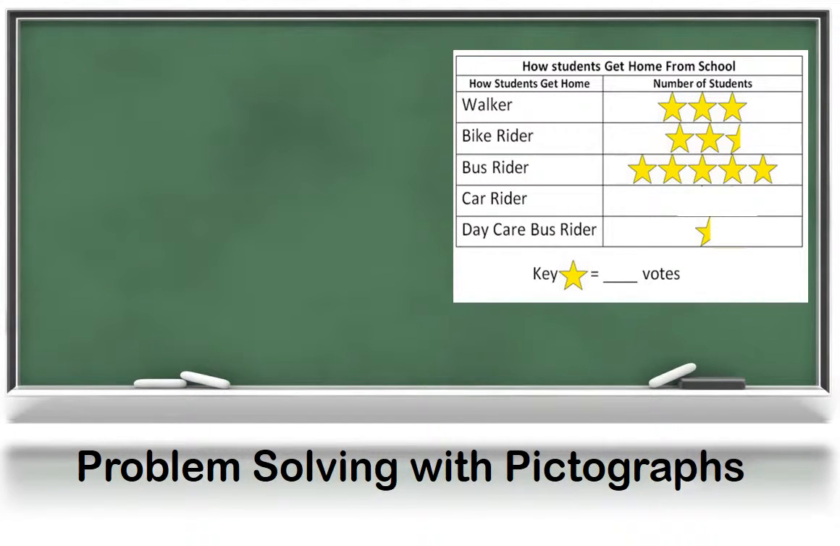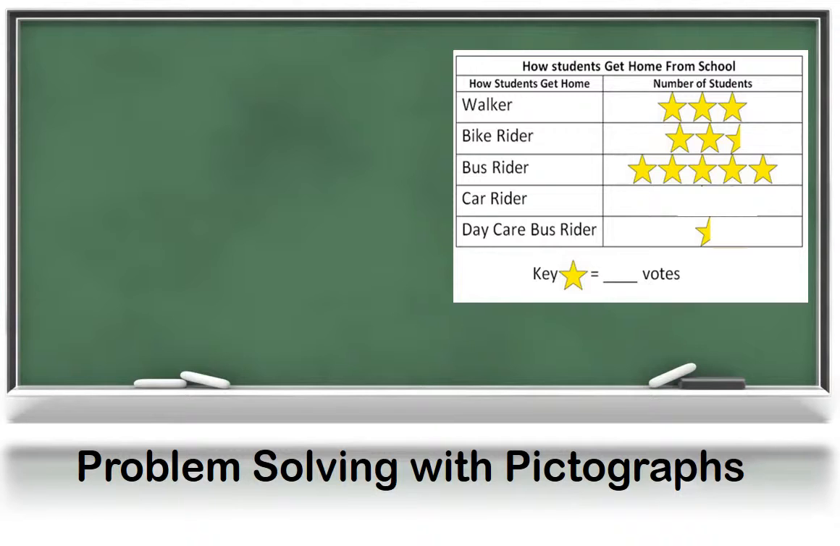Your child will have been exposed to pictographs in previous grades, but the level of questioning will increase this year. Many times students will see half, double, twice as much in problems, and it's assumed they know the meaning of these terms, but actually students still struggle when applying this in the context of the problem.